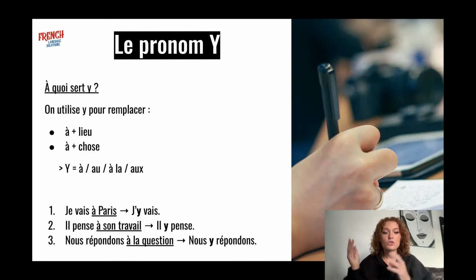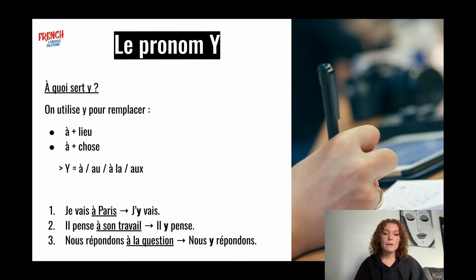Je vais à Paris. I go to Paris. Here, I have my place, Paris. Before Paris, I have my à. It's the preposition I want. If I have à plus a place, I can take that, remove it, and replace it with the y that I put always before my verb. I go to Paris, I switch into j'y vais, I go there.